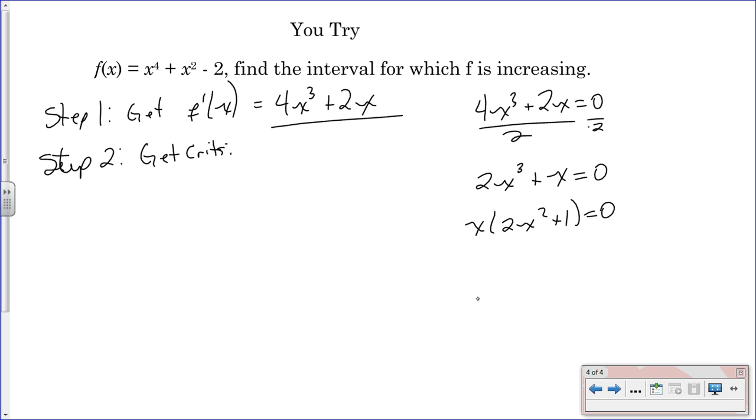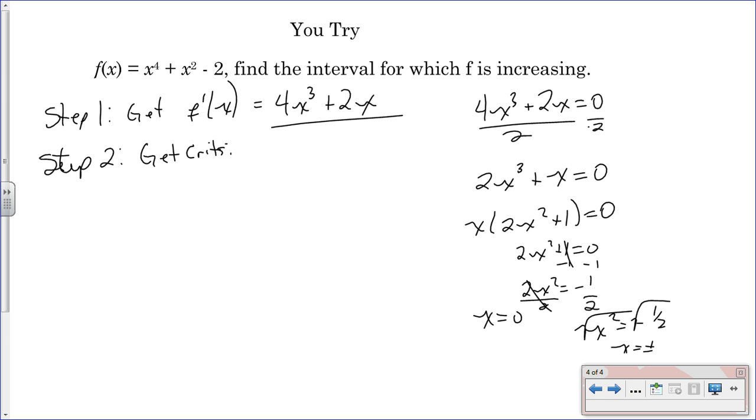So x can equal 0, or 2x squared plus 1 equals 0. Subtract the 1 from both sides. 2x squared equals negative 1. Divide by 2, divide by 2. x squared equals negative 1/2. Take the square root. Well, x equals positive or negative square root of negative 1/2. Since that's not real, we can throw it away. So our only critical value here is x equals 0 because that was not a real number. All right, not real, so we don't have to worry about it.